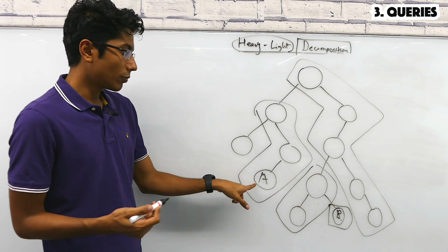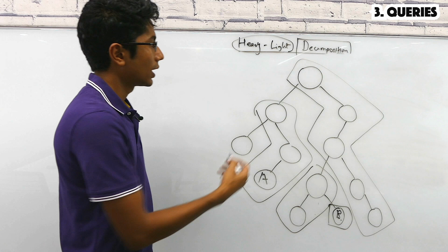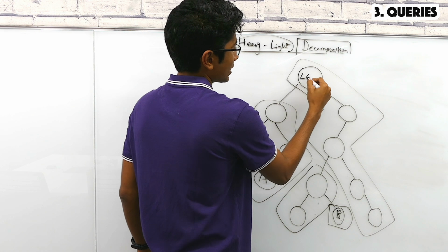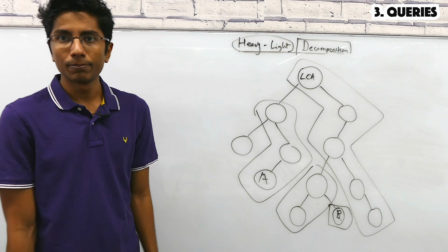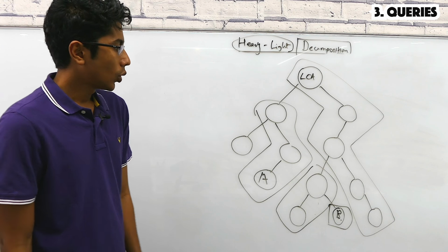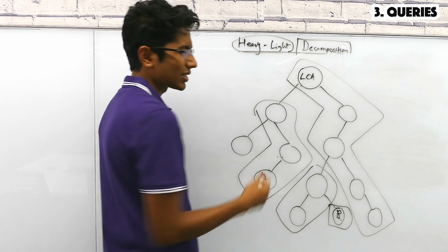We talked about finding the lowest common ancestor. The lowest common ancestor between A and B is the root. So this is the LCA. From A, I need to get to the LCA. How? Well, I could go from A to its parent and then to its parent and then to its parent, but this is very slow.